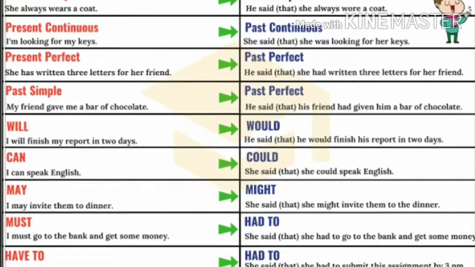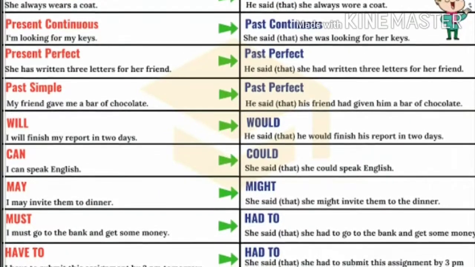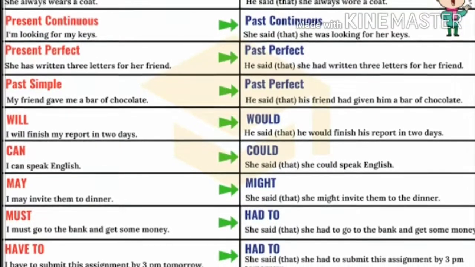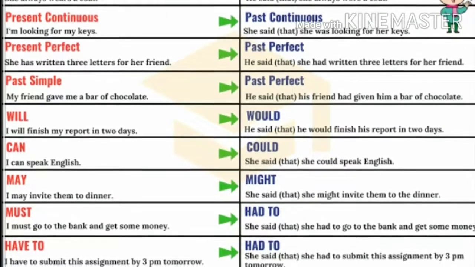I have to submit this assignment by 3 p.m. tomorrow. So its reported will be: she said that she had to submit this assignment by 3 p.m. tomorrow. You could also say: she said that she had to submit this assignment by 3 p.m.